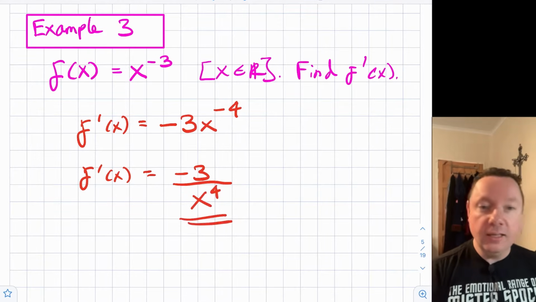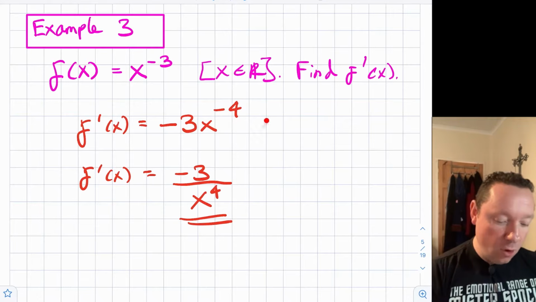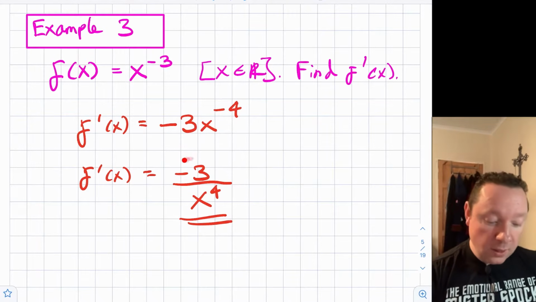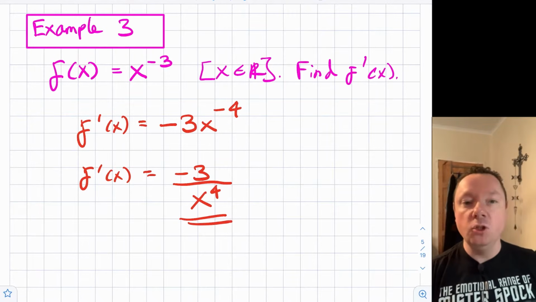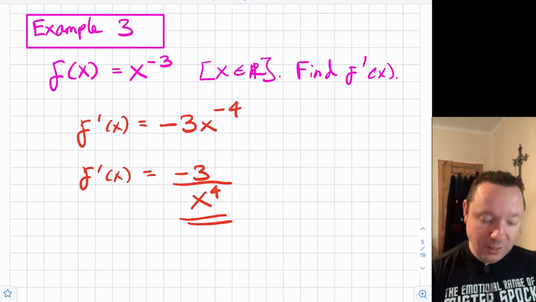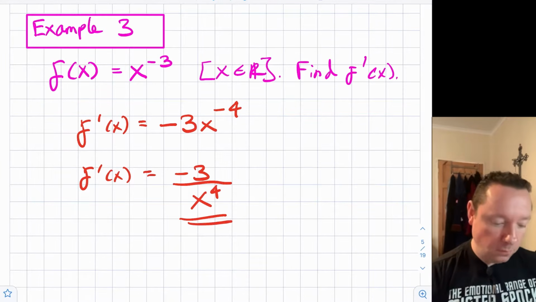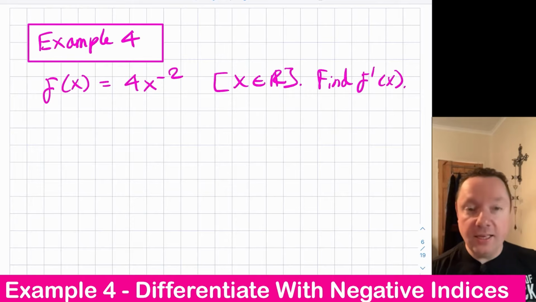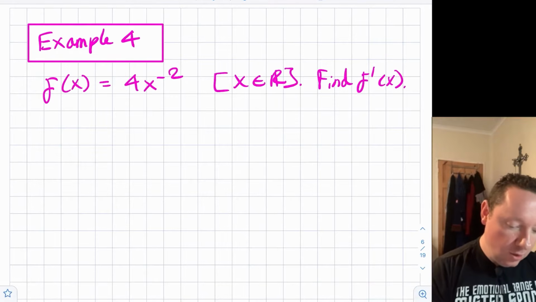It's perfectly acceptable at Higher Maths to leave your answer in this form, but often you'll want to go that one step further because sometimes you'll be substituting a number in without a calculator, so you'll need to have it as a positive power. Example 4 says f of x is 4 times x to the minus 2. x is a member of the real numbers. Find f dash x. So our function is f of x, f dash x.